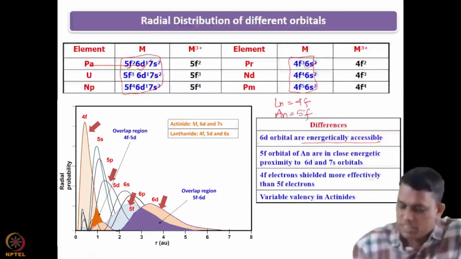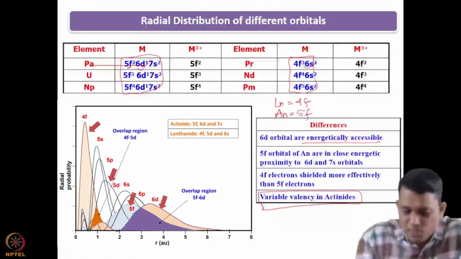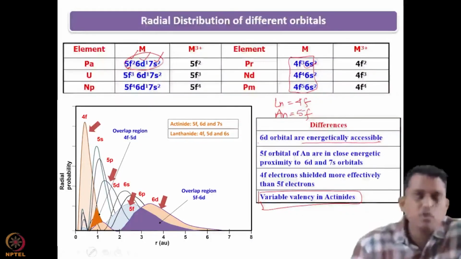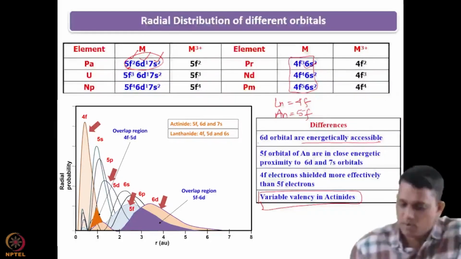Similarly, when we talk about the valency of these actinides, because these three are very close to each other, you can remove electrons either from s or d or f. Because of this, they show variable oxidation states in aqueous media. So let us see something about this oxidation state.